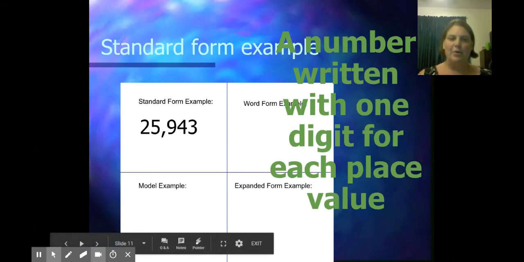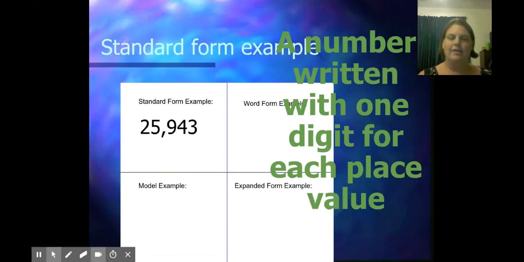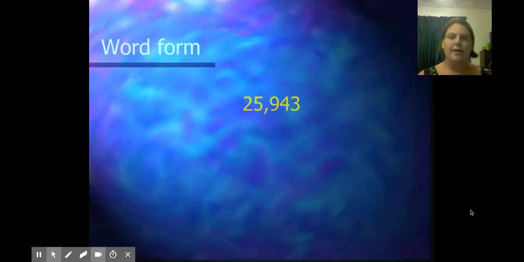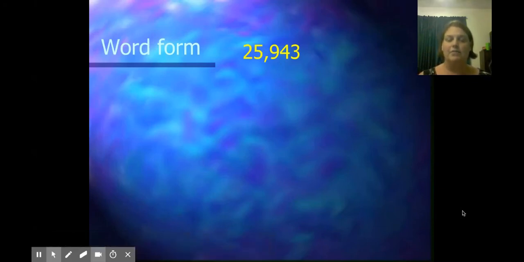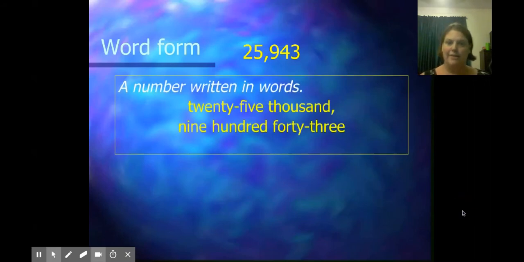So then we're going to look at the word form of that number. Please use your technology to help you spell when we're moving forward. It's really important that you spell some of these things correctly in order to earn full credit. And since you have the technology in front of you, you can do speech to text. So 25,943 in word form is 25,943.